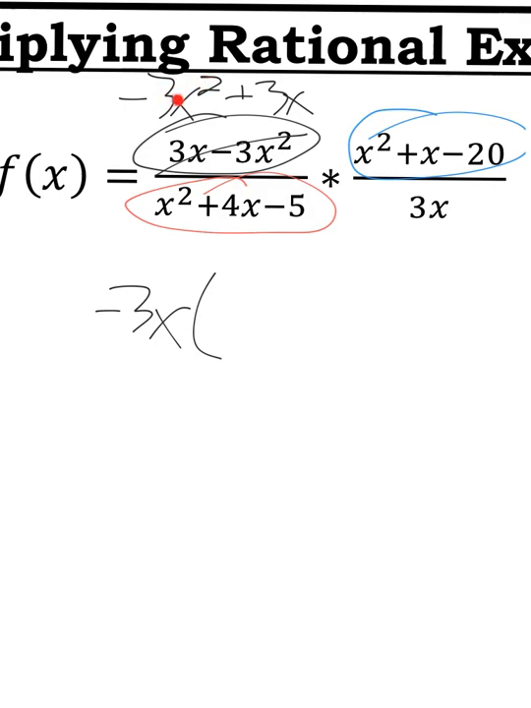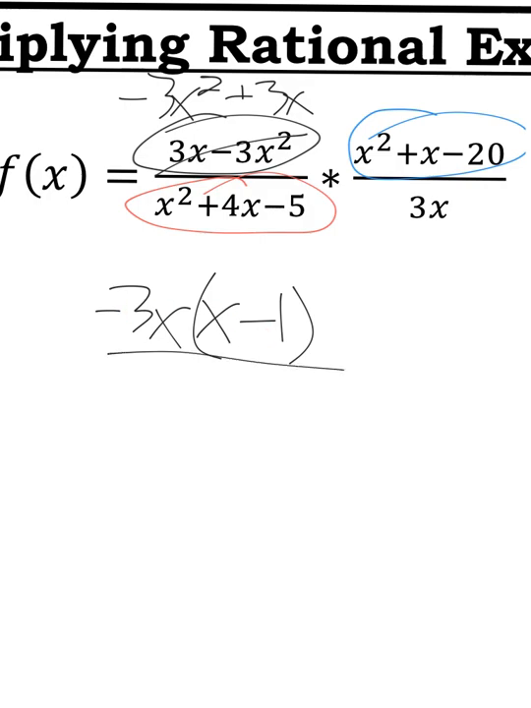So that'll just leave me behind with an x here. And then that'll just cancel out. So anything divided by itself is 1. So it's going to say x minus 1 because I'm dividing it by negative 3x. The positive 3x divided by negative 3x will leave behind negative 1.